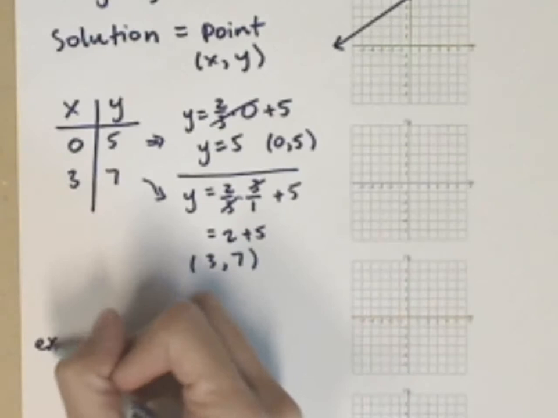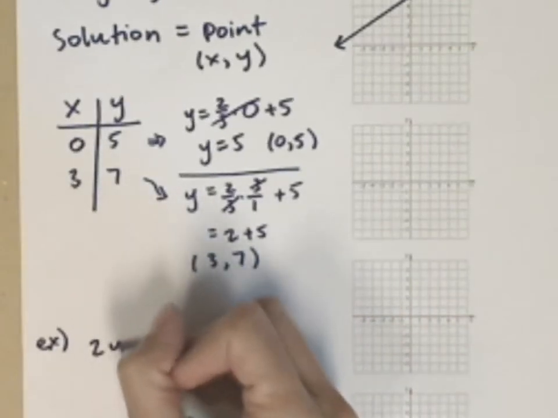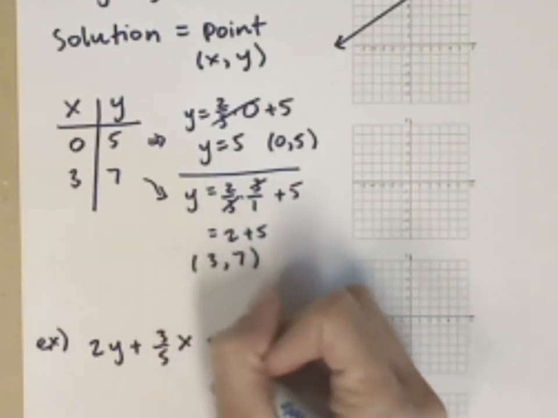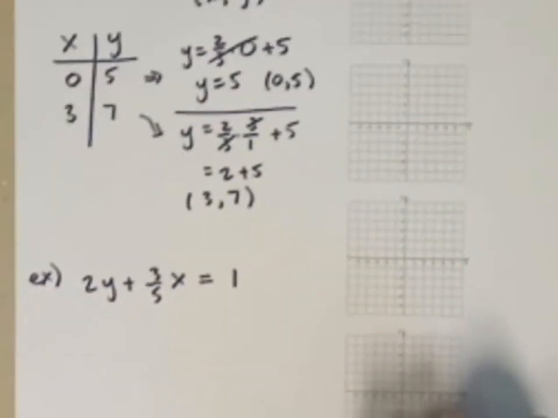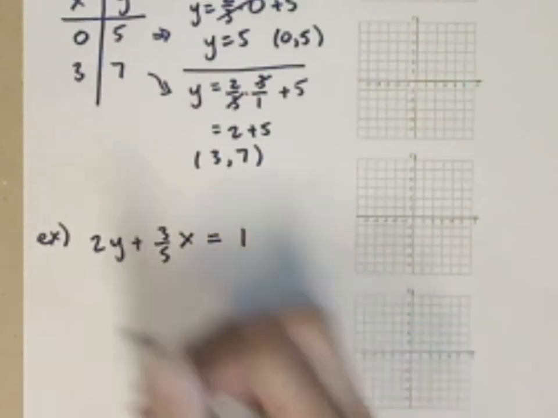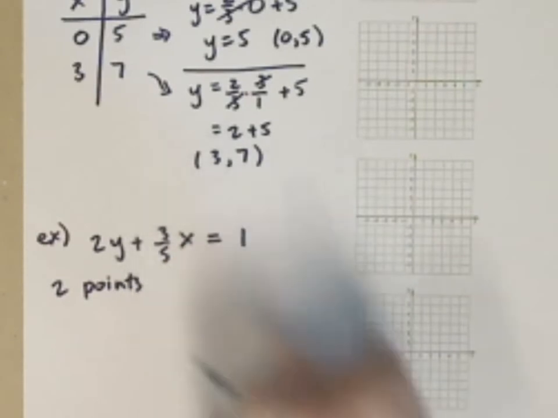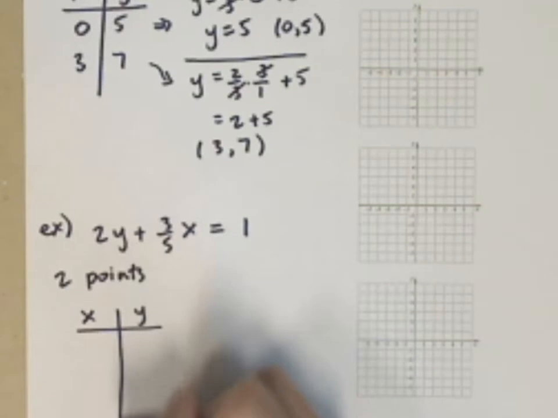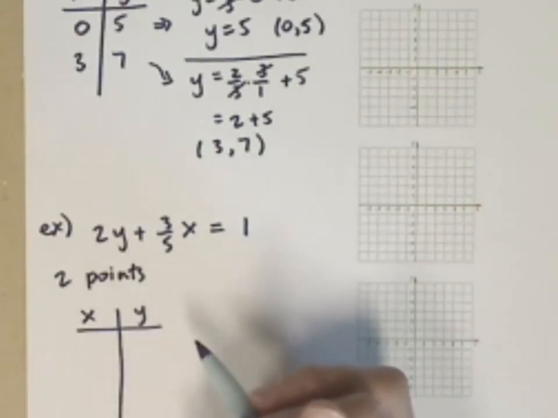So for another example, let's do 2y plus 3/5 x equals 1. So I want to do the same thing here. I want to find solutions because I want to find at least 2 points. So I need 2 points, or 2 solutions. To find solutions, I'm going to go ahead and pick some values, either for x or for y, and then find out what that makes the other coordinate be.